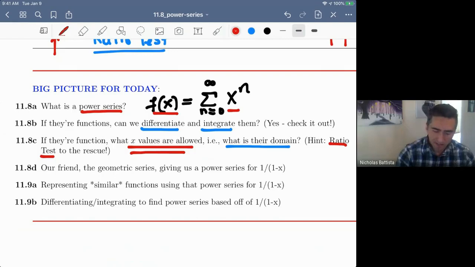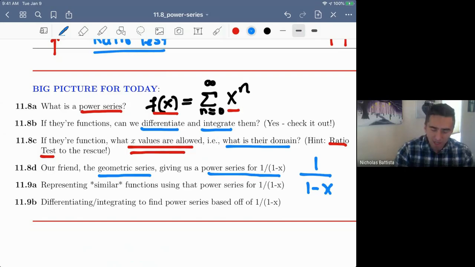Lastly, we're going to start asking the question, if these power series actually are functions, what functions could they be? And we're going to first investigate this idea using our friend, the geometric series, to give us the power series for one particular function. That's the function 1 over 1 minus x. And then we're going to do a lot of analysis using this function to find power series for similar functions, and show how we can differentiate or integrate this power series as well to get other similar power series representations of functions.